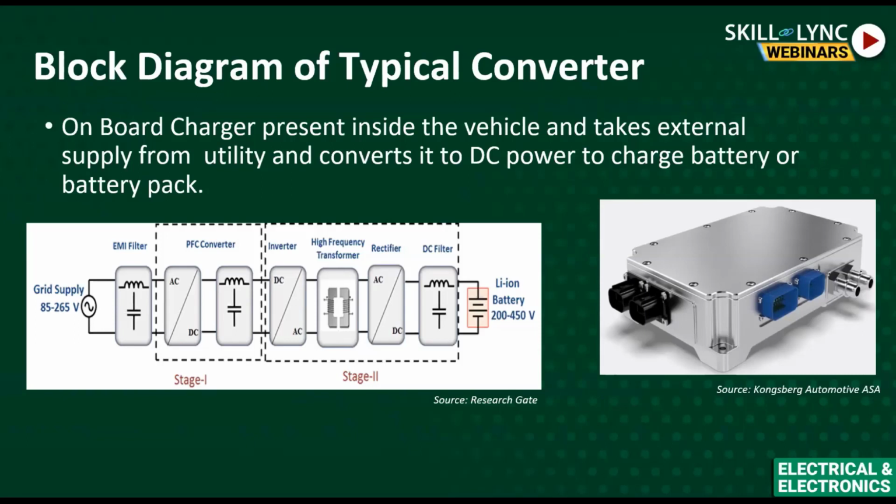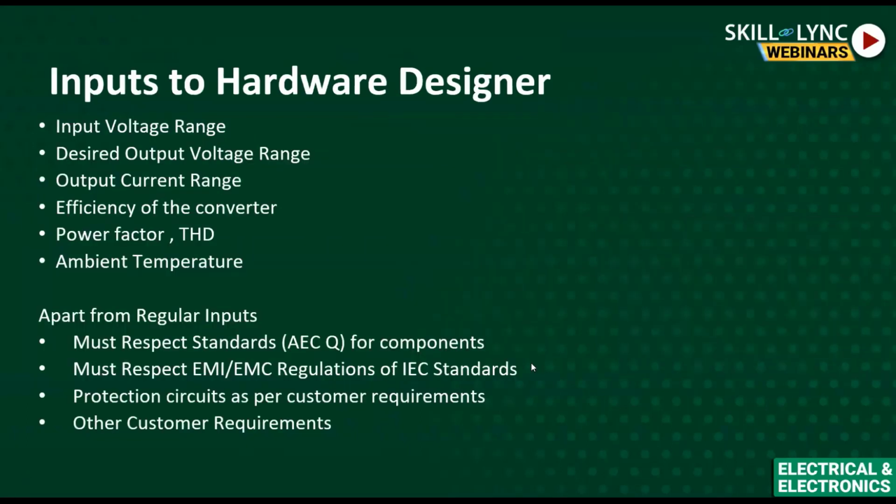The converters might vary, and the topology and control topology might vary from organization to organization, but this is the typical block diagram of the onboard charger. Yes, these are the inputs to the hardware designer. You get the input voltage range, which you saw on the previous slide, 85 volt to 265 volt, and you also get the desired output voltage range. What is the desired output voltage range? It is the voltage range within which the battery is able to charge.